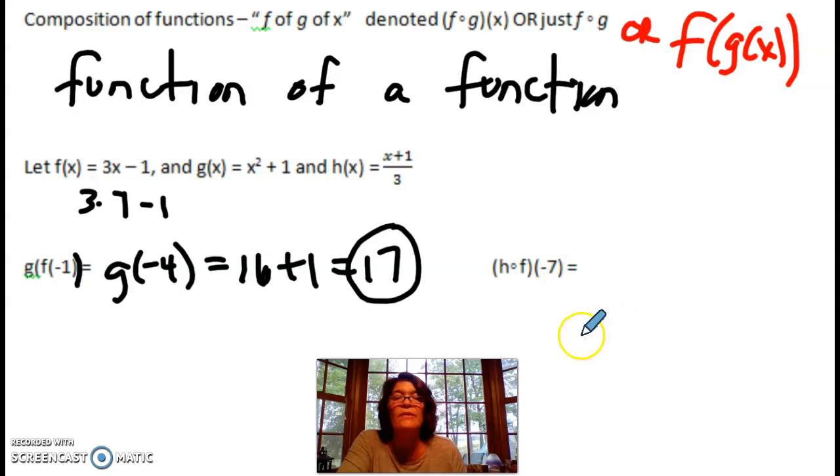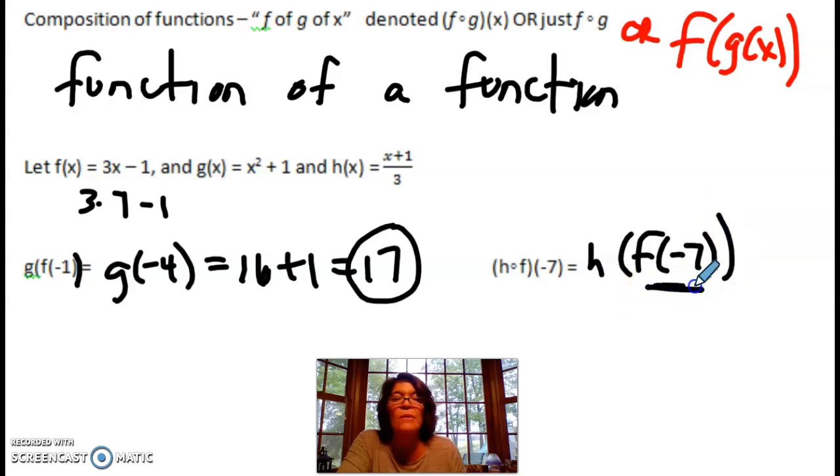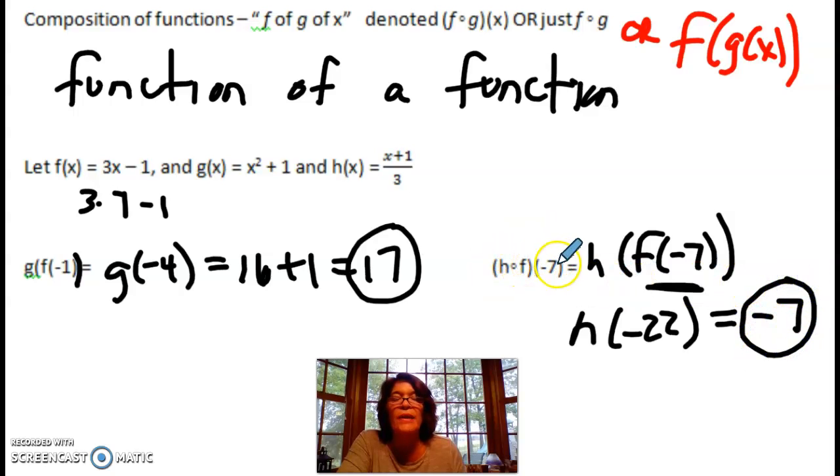H of F of -7, if you have to write it this way, to make sure you see what you do first, I'm going to find F of -7. 3 times -7 is -21 minus 1 is -22. That's F of -7. I put that in the H function, -22 plus 1. That's -21 divided by 3 is -7. Interesting. H of F of -7, I ended up getting -7 back. It's a special kind of situation.